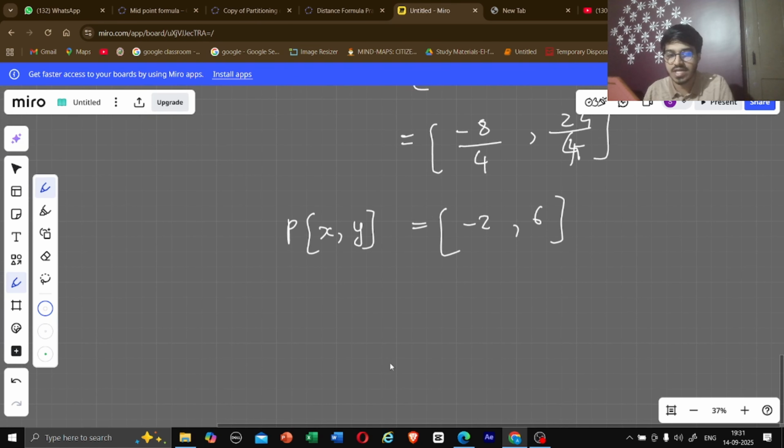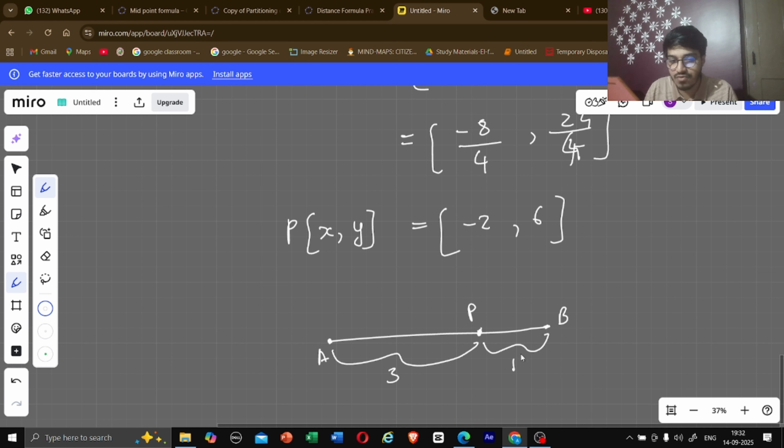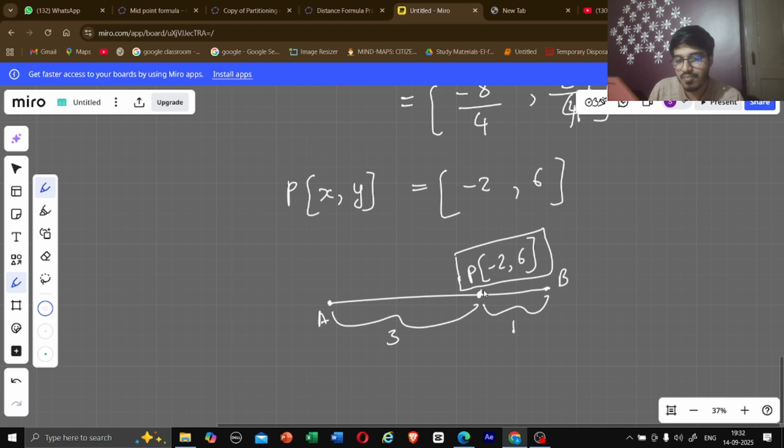What is this? See, I'll show it here again. A to B, they are meeting at this point, that is 3/4 of this line AB. This is 3/4 of the line, and this is 1/4 of the line. They are meeting at this point, which is -2, 6. So they are meeting at the coordinates P equals -2, 6. So this is the coordinates of point P dividing the line segment joining AB in the ratio m:n.